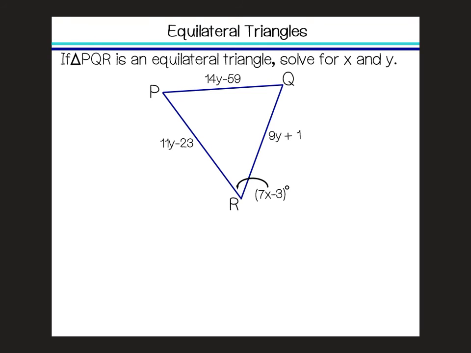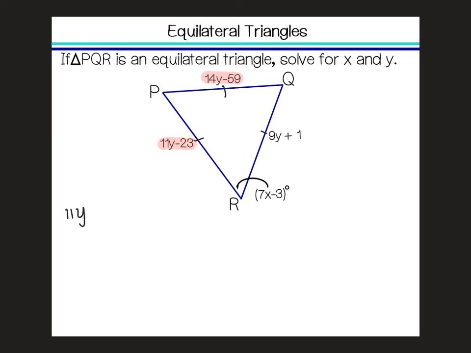In our final example, it says triangle PQR is an equilateral triangle. Solve for x and y. The first thing I know for equilateral triangles is that all three sides are congruent. Notice that each side has a variable of y. We really just need to choose two of the sides to set equal. I'm personally just going to choose these two. You could have picked another set and we should still get the same answer.